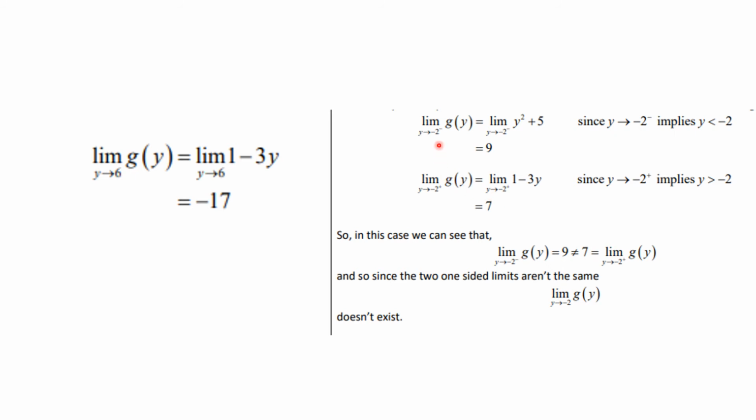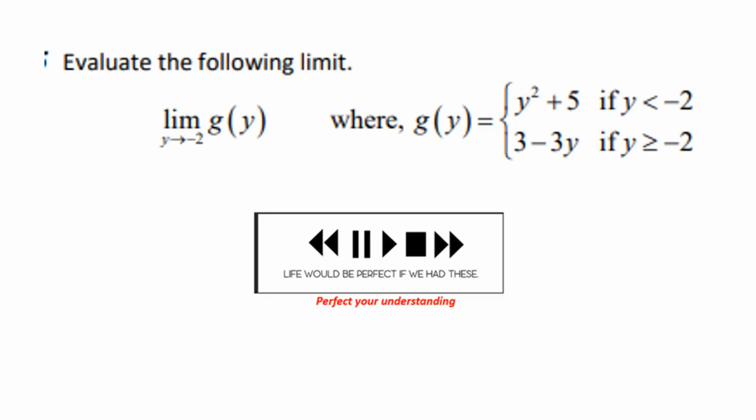When you're tending to minus 2 from the left, you have one definition. When you tend to minus 2 from the right, you have a different definition. You plug them in, and on one side you're going to get 9, the other side you're going to get 7. The limit from the left does not equal the limit from the right. That means the limit does not exist, and we have explained why. So the answer is does not exist, and that is why.